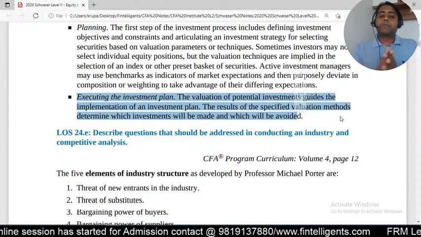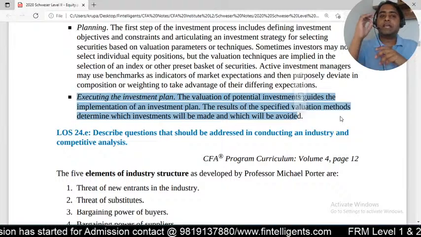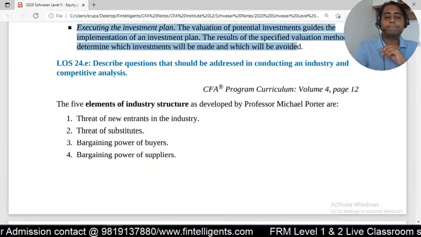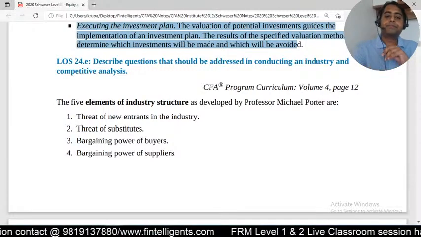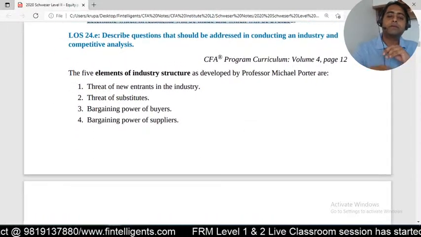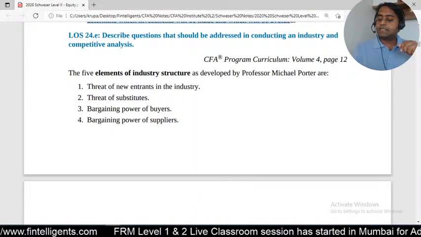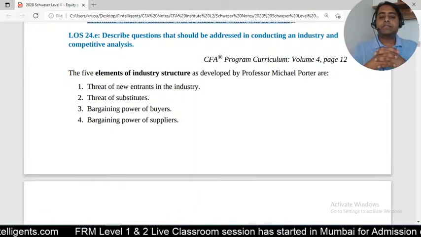I'm taking a quick pause over here. Give me a quick confirmation, guys. Are we good on this till this point? Give me a quick confirmation on chat. Let us start with the next section.